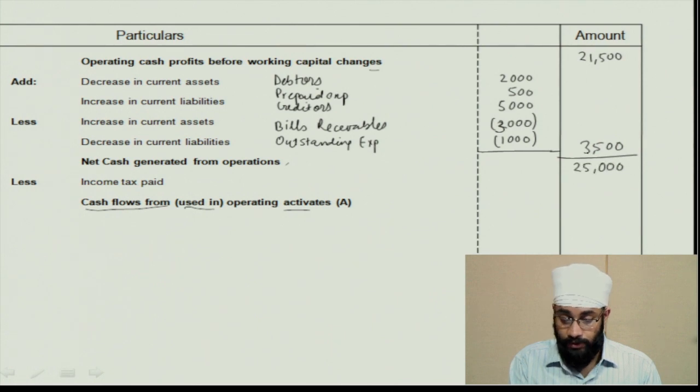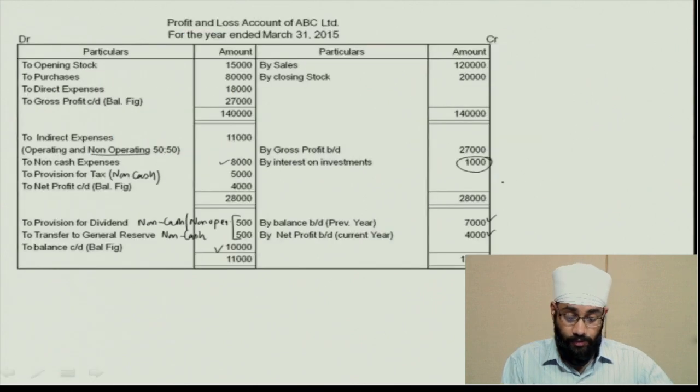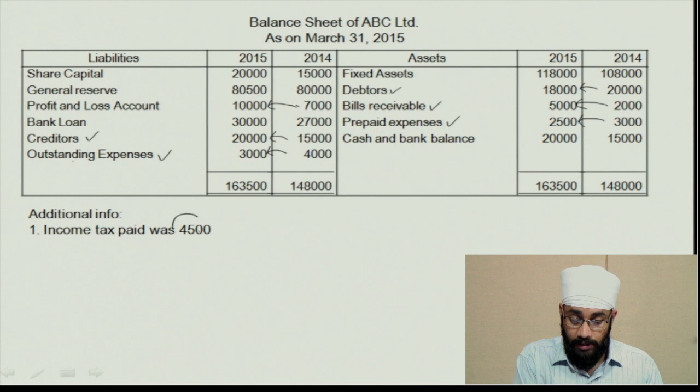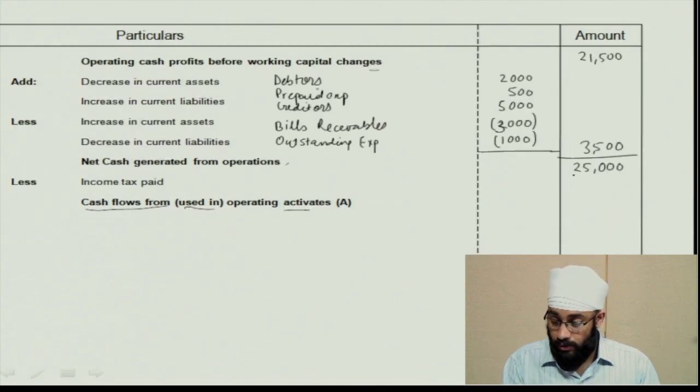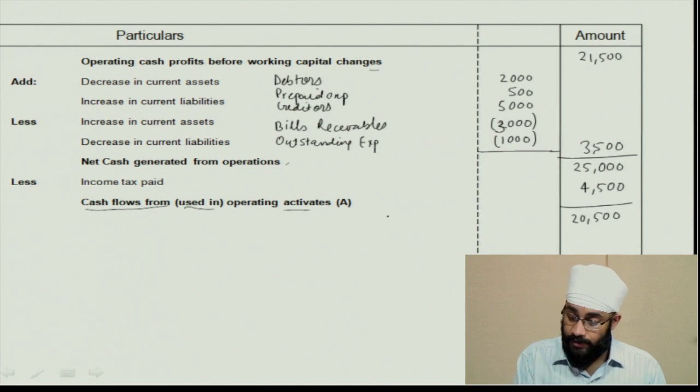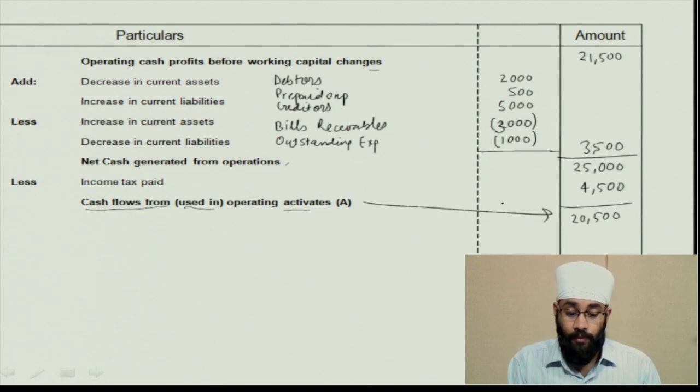And this gives us the net figure of 25,000, which is the cash generated from operations, and from this figure we need to deduct the income tax amount which has been paid. So let's go to the additional information. Income tax paid is 4,500. So we deduct 4,500 from here, and you have a net figure of 20,500. Now this gives you the cash flows from operating activities of the business.